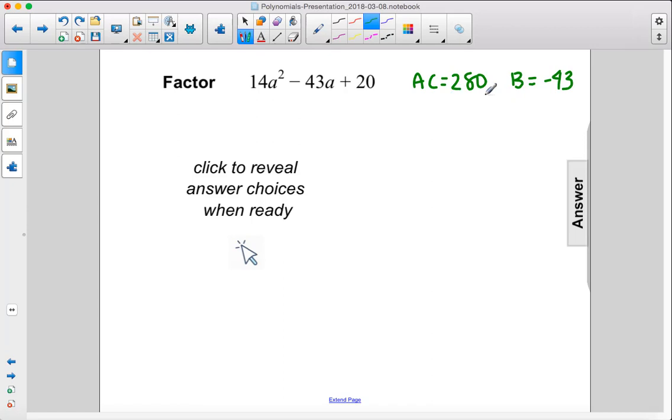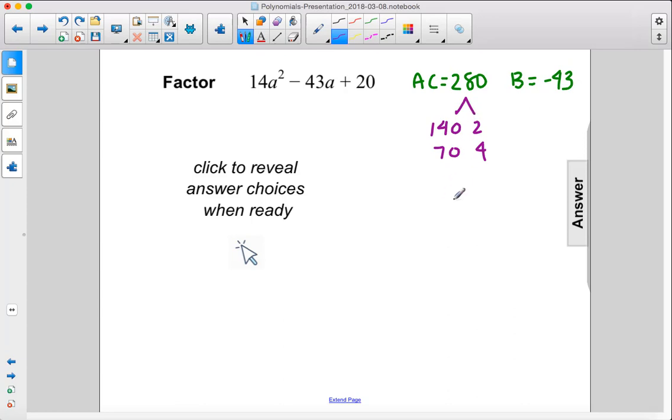So 280, that's a large number. So how are we going to figure this out? First, let's break this up into two factors. We know that 140 times 2 will give us 280. However, negative 140 minus 2 does not give us negative 43. So let's keep going. 140 divided by 2 gives us 70, so that would make it 70 times 4, also equal to 280. However, negative 70 minus 4 does not give us negative 43.